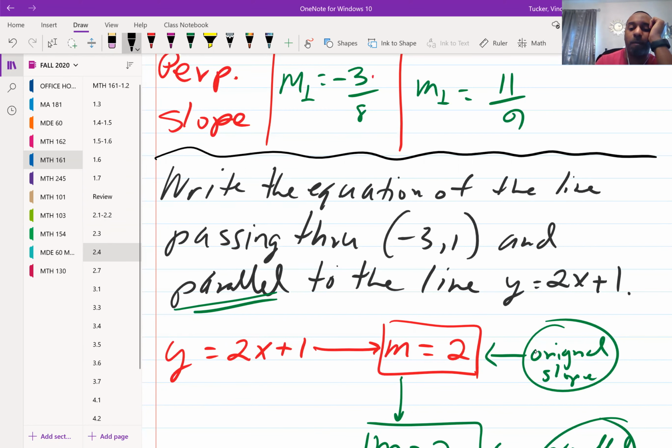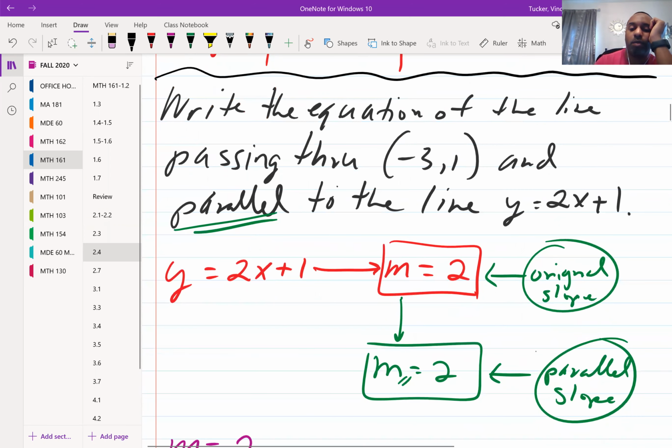That's our original slope. We want a line that's parallel to that. So if that's the case, we will use a slope equal to 2. Remember, a line that's parallel to the line that you have will have the same slope. So before we go any further, is everybody okay with that?